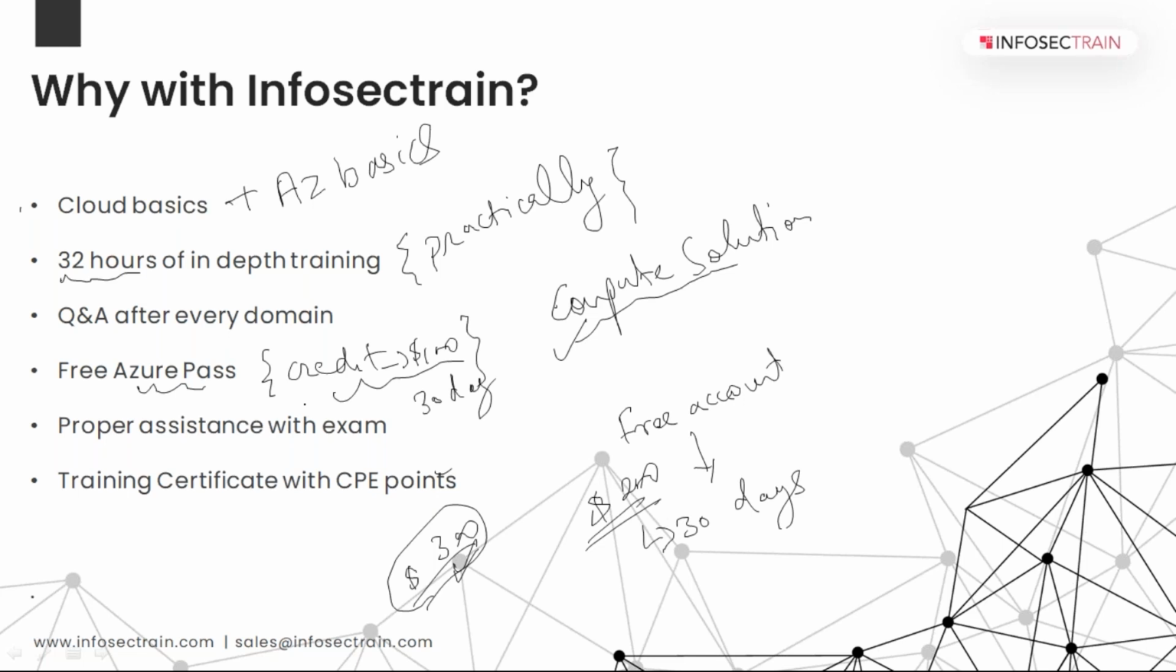With your examinations, we will be providing proper assistance so that you can pass the certification examination in your first attempt only. At the end you will be provided a training certificate that will have some CPE points with it, which will be helpful when you apply for interviews. That certificate will help you a lot, showing that you have completed your AZ-204 training with InfosecTrain.